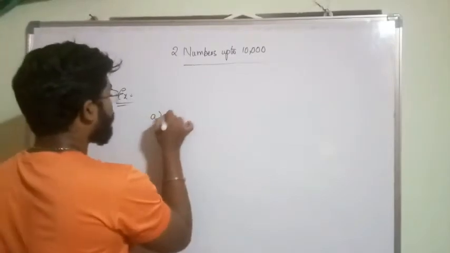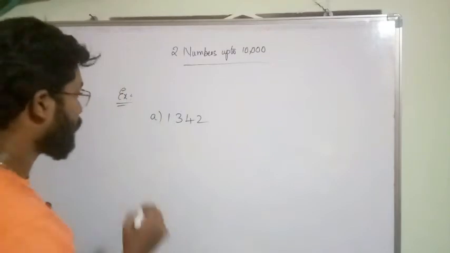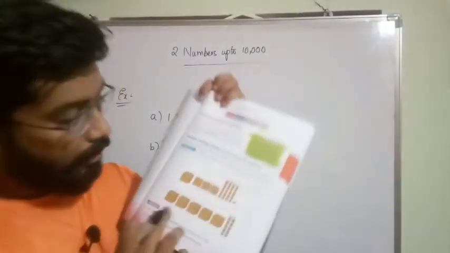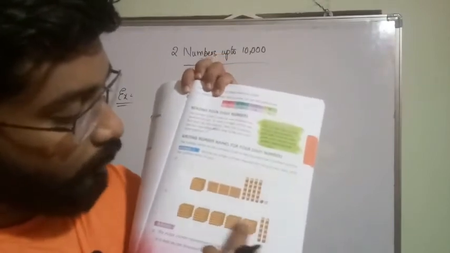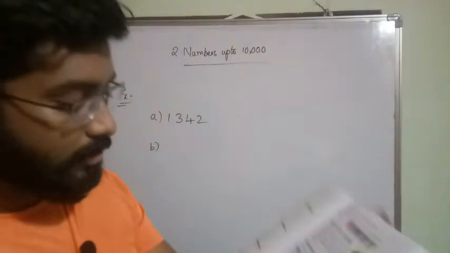Next one, B. Here you can see how many cubes are there? 1 2 3 4 5, so 5000. These 2 are tens, 10 10, 20. 5020 is the second one.